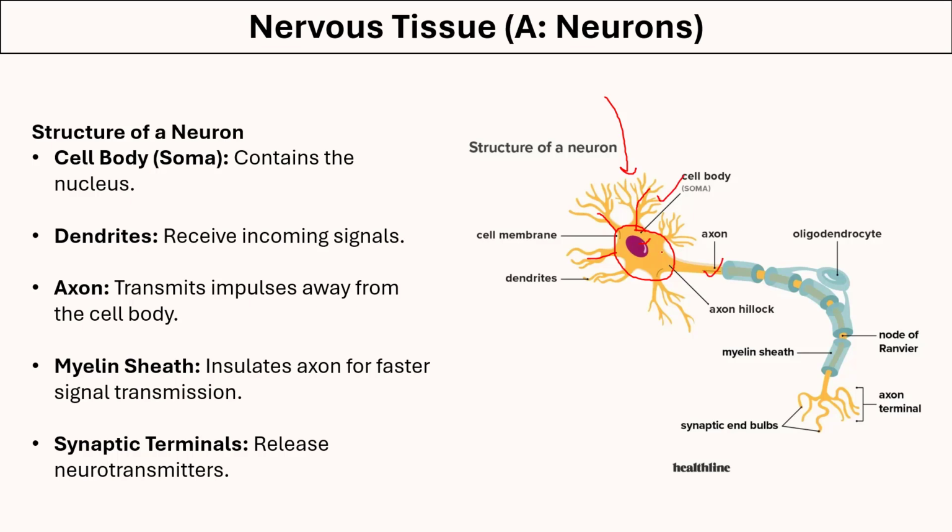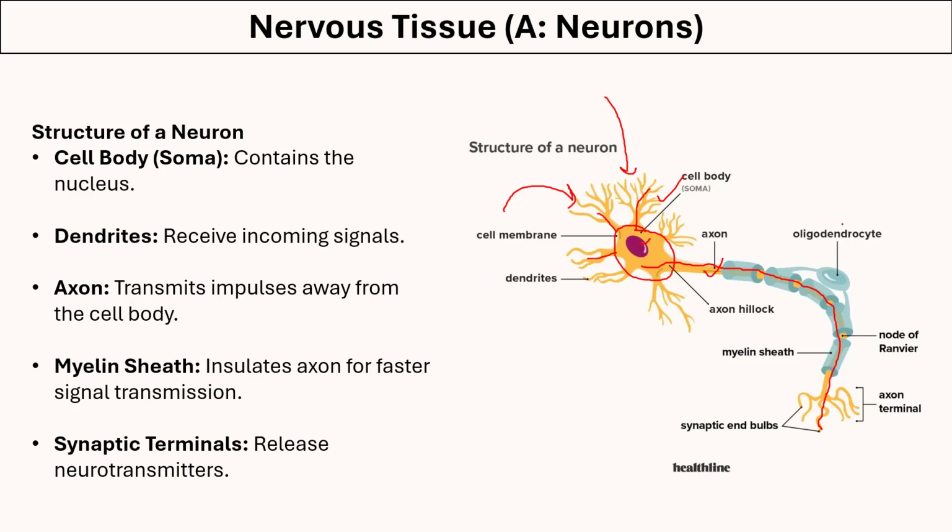The difference between the two is that the impulse is received from the dendrite side, which is the signal receiving side of a neuron, and the signal is passed down the length of the axon and goes to the axon terminal.